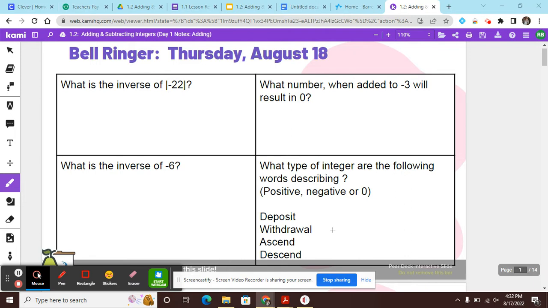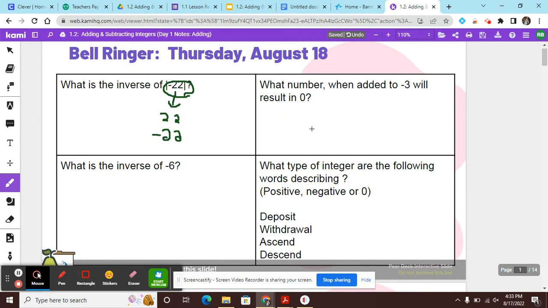So the first question was, what is the inverse of the absolute value of negative 22? Well, before I can find the inverse, I have to figure out what the absolute value of negative 22 is first. We're doing one step at a time. Absolute value of negative 22 is just 22. And then what I need to know is the inverse of that. Well, the inverse of 22 is negative 22. And that's my answer because we're saying, what is the inverse of whatever value this is equal to?